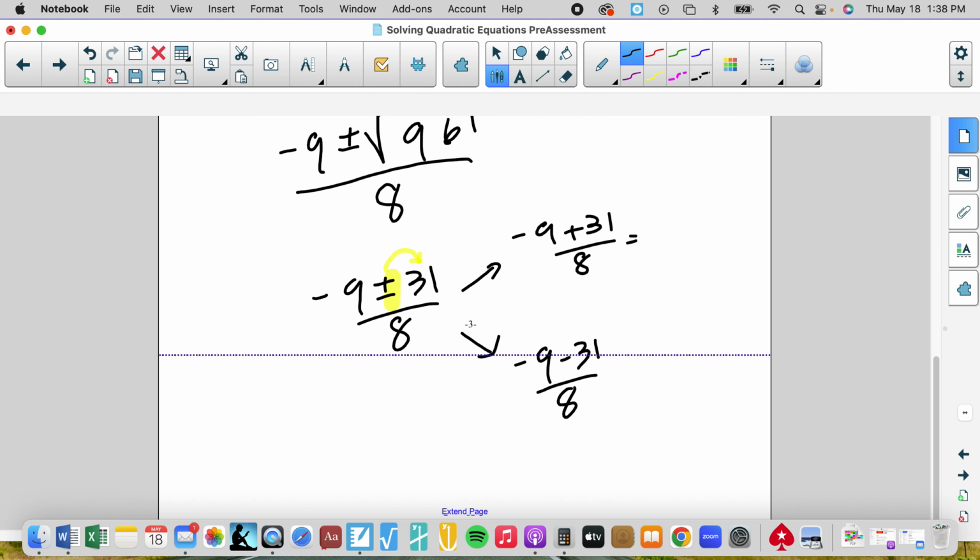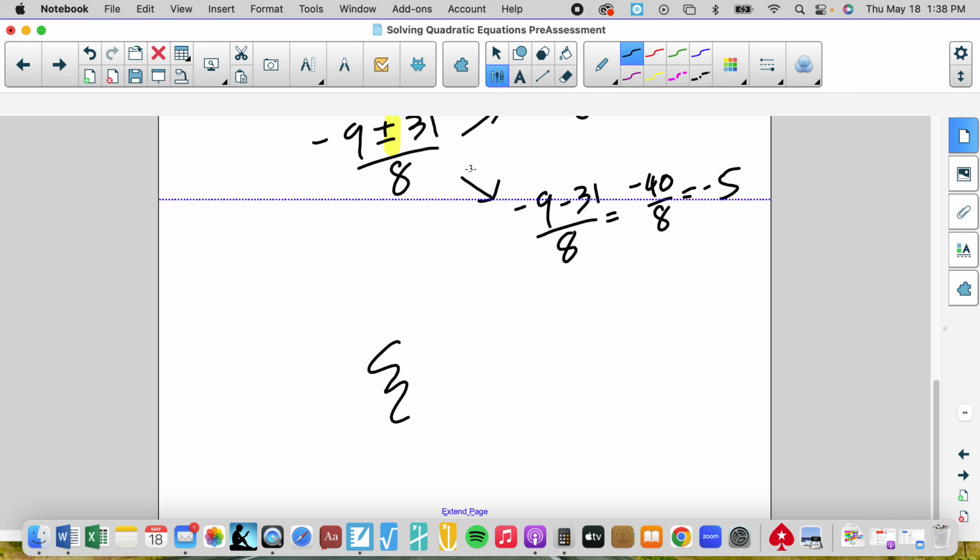So -9 and 31 gives us 22 over 8. Ugliness, for now 2 goes into it, 11/4. I like that. That gives me -40 over 8, which gives me -5. So my two solutions are -5 and 11/4.